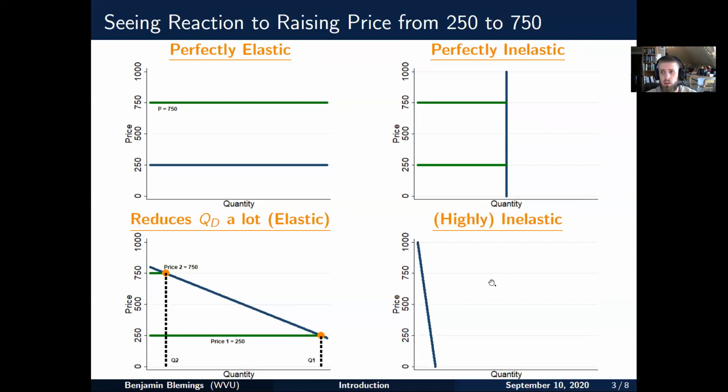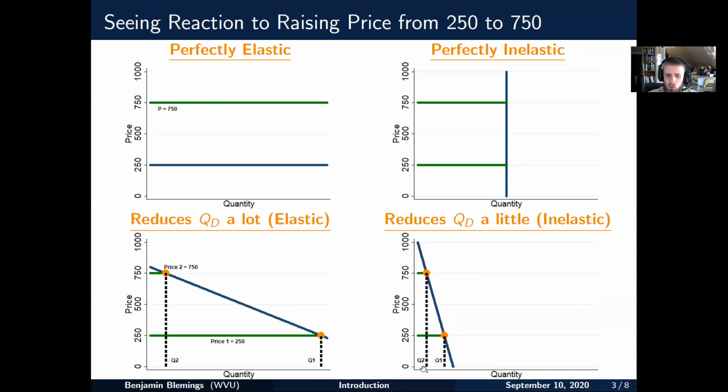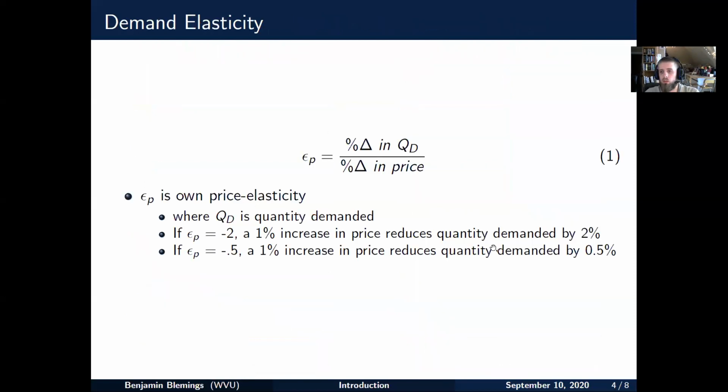Now, if you do the inelastic curve and you raise the price from 250 to 750, the quantity demanded only goes from Q1 to Q2, which is a pretty small reduction in the quantity demanded for the same increase in price. And so we would say that this reduction of QD by a small amount means that this is an inelastic curve.